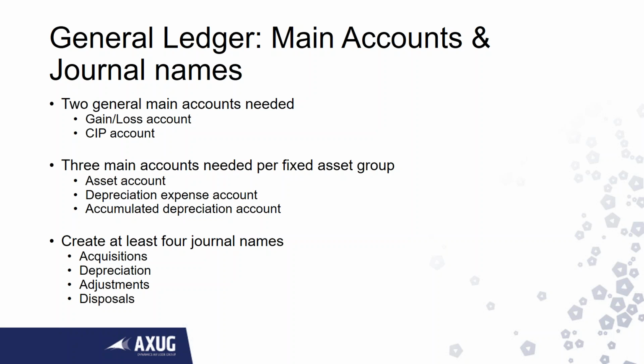Also, I suggest creating at least 4 journal names. The 4 being acquisitions, a journal to keep track of all the acquisitions that you're making for these assets; depreciation, so you can depreciate your assets; and then an adjustment journal, and that would include any kind of acquisition adjustments, depreciation adjustments, write-ups, write-downs, reevaluations, just as a general area for those. And then also disposal journals, so we can either scrap assets or sell them in the fixed asset module.